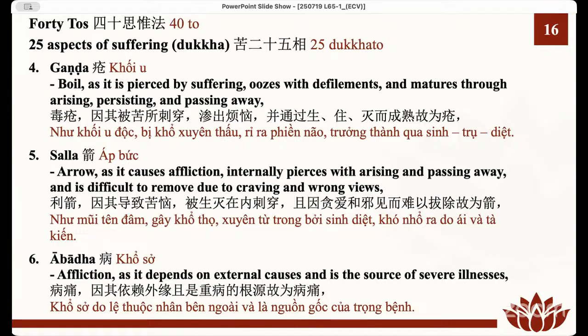Abadha is also an affliction, as it depends on external causes and is the source of severe illness. That means if we have a very serious illness, we cannot stand by ourselves, we cannot walk, we cannot lie down, we even cannot sleep. That kind of thing can also happen in our body. Similarly, all the aggregates cannot arise by their own power. There are supporting causes. For example, when we are going to walk, one element supports or forces us to move. That is why there are external causes also.